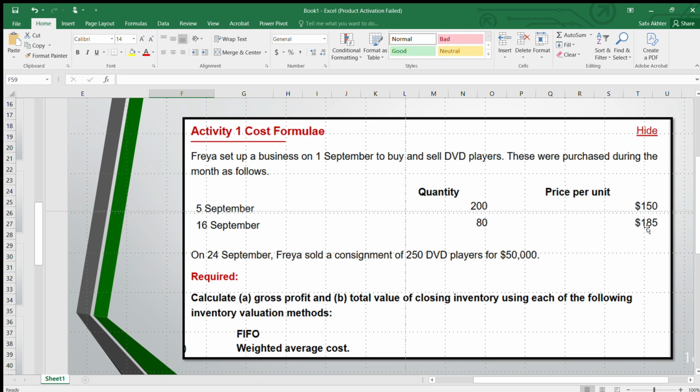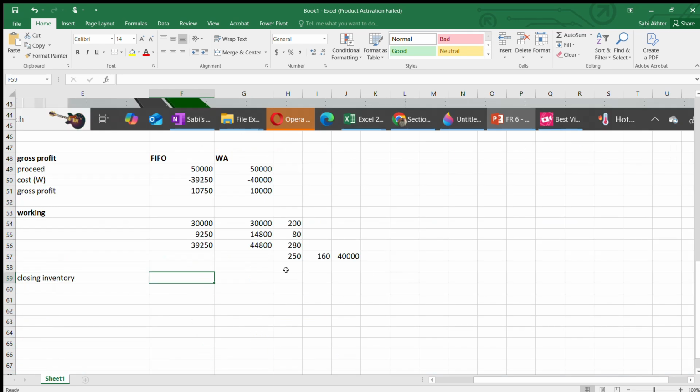That 30 will be at the price of 185. So closing inventory under FIFO is 30 into 185. Done. This is the closing inventory according to FIFO. What about weighted average? Weighted average, this price only you have to use. So it is 160 into how much is remaining? Same, 30 only. So this is the amount.